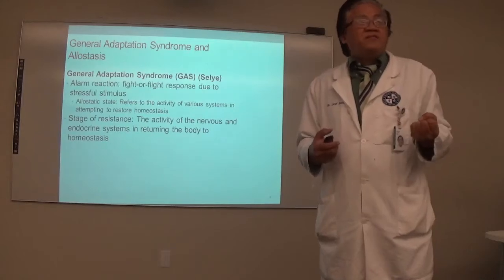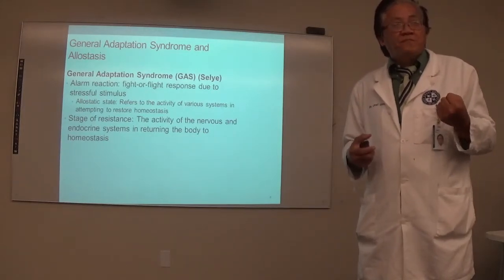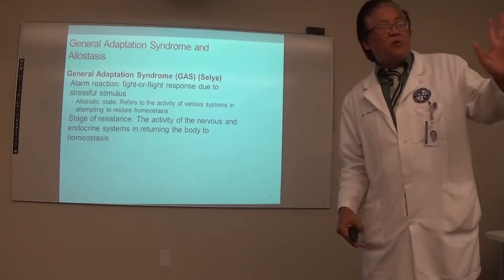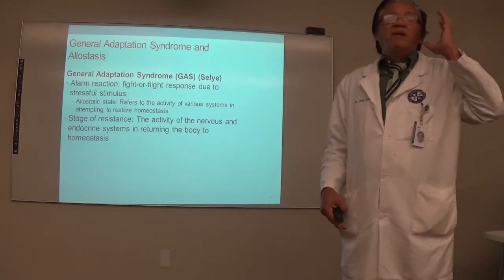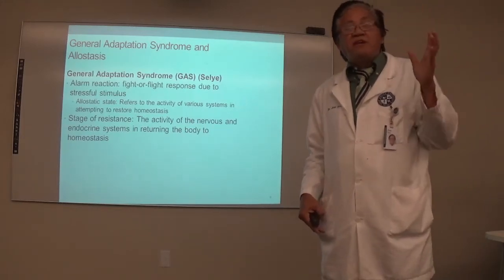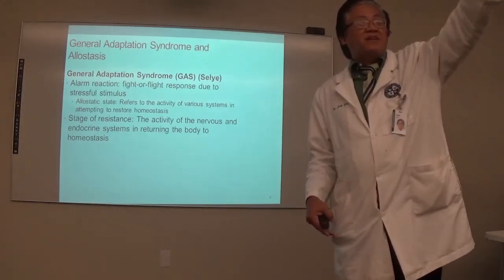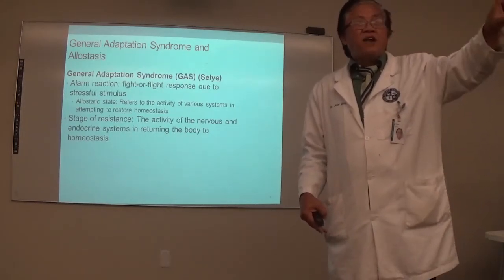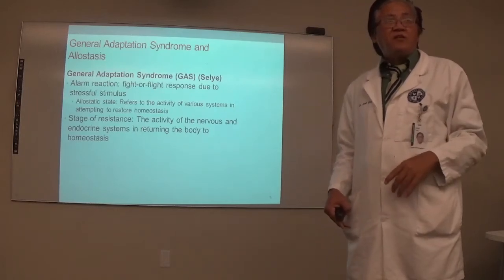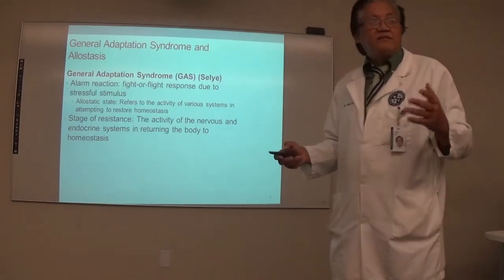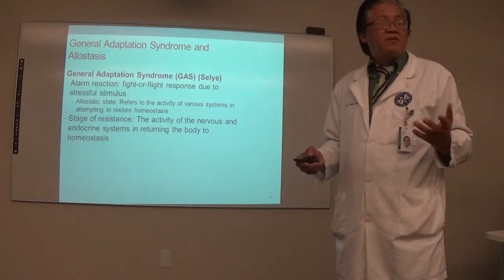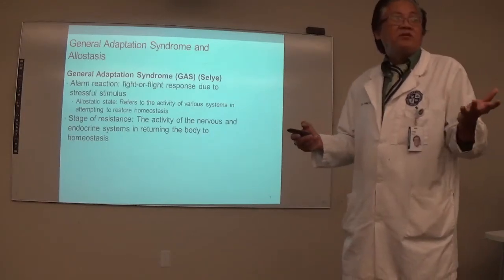Your pupils dilate. What happens to your heart rate? It beats faster because you want to pump more blood where? To the leg muscles so that you can run away from the building, and more blood to the brain so that you can think carefully. Why? So that you know where to go. You can see the sign that says what? Fire exit, follow the sign. Are we going to use the elevator or the stairs? The stairs, because you don't want to be trapped in the elevator. You can die from burns.